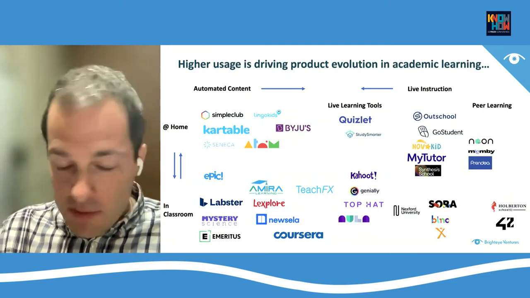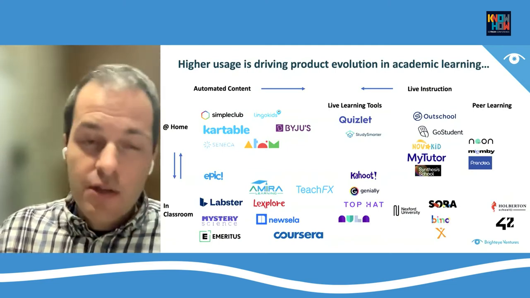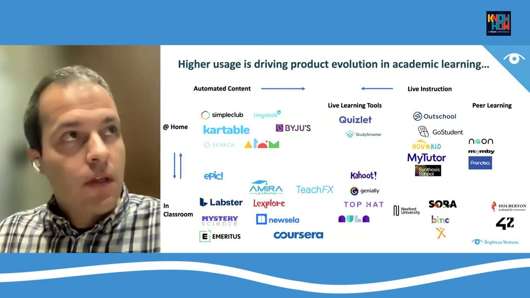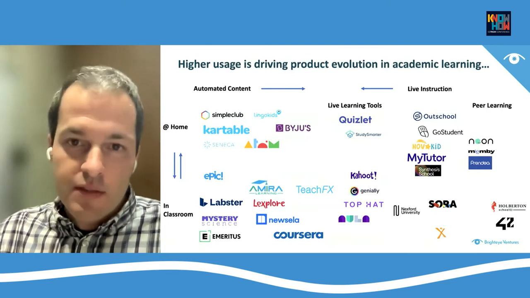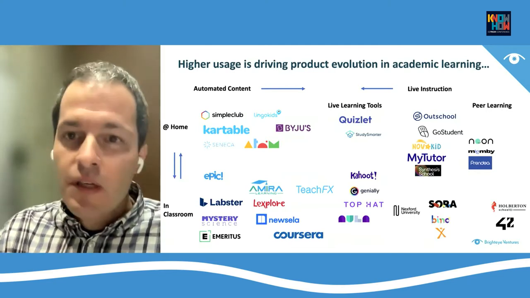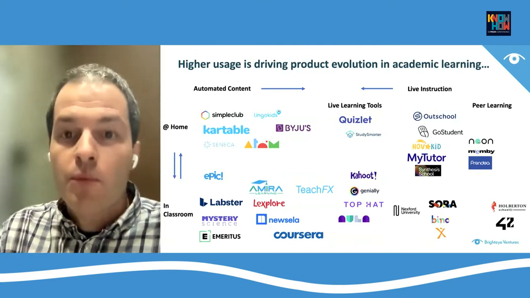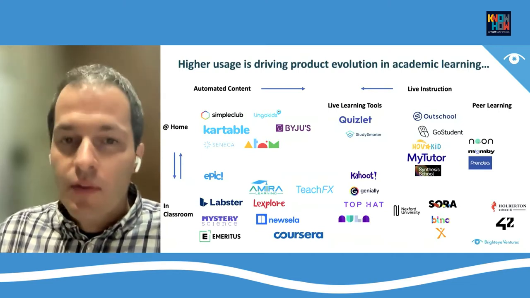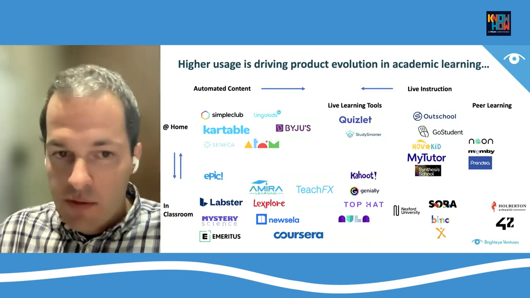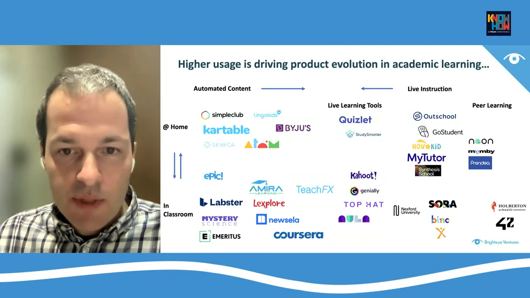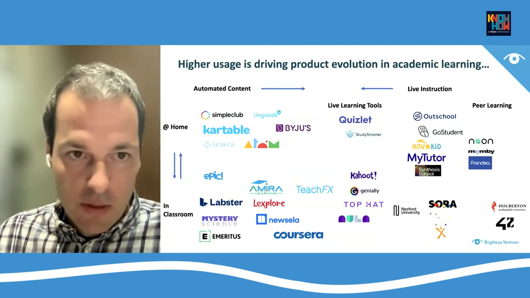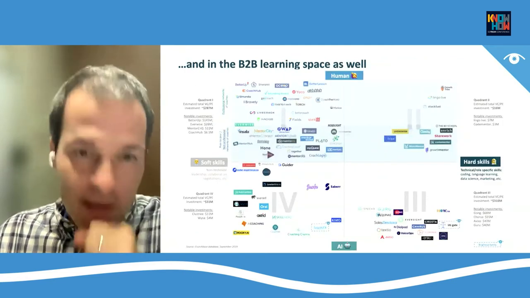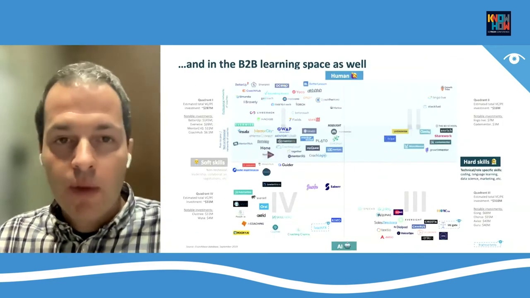What's happened over the last couple of years is that some of the companies that started out as automated content companies are now adding live learning. And some of the companies that started out as live learning are adding more automated content to be able to provide richer experiences. The landscape is getting quite dense. And so there's a lot of optionality in the ways that you can use technology to learn. And that's happening in the B2B space as well.